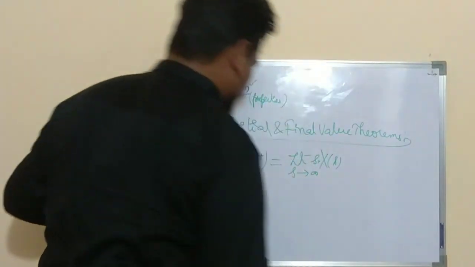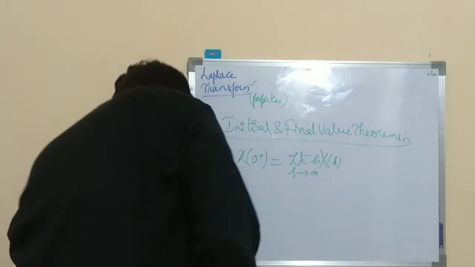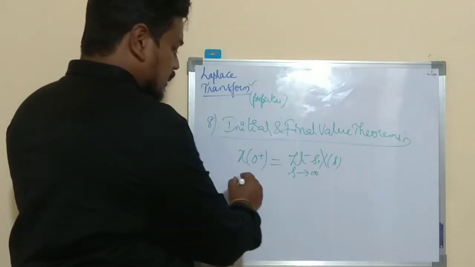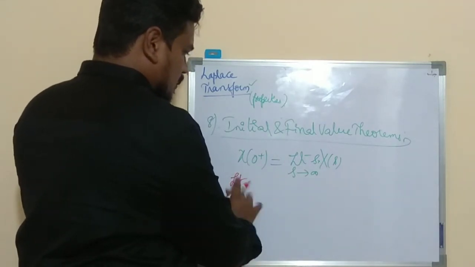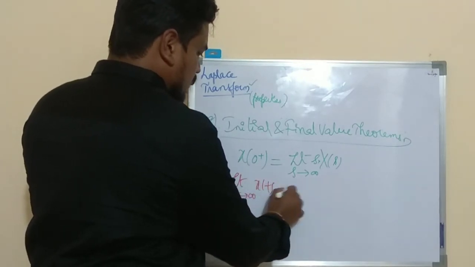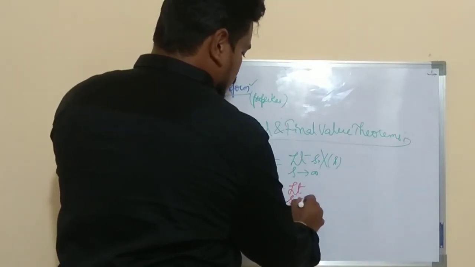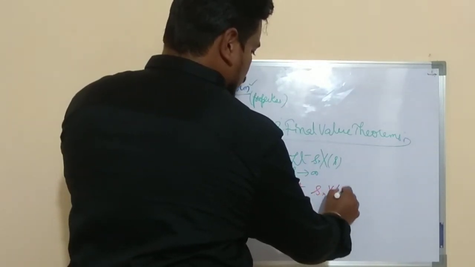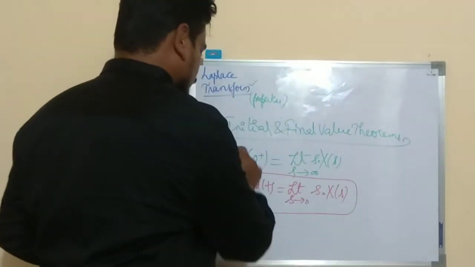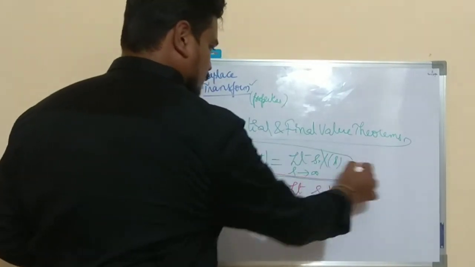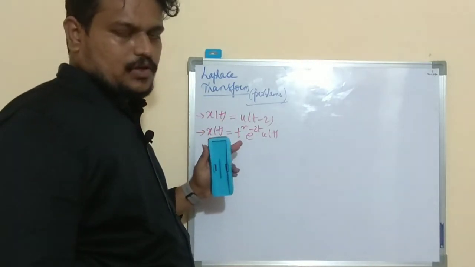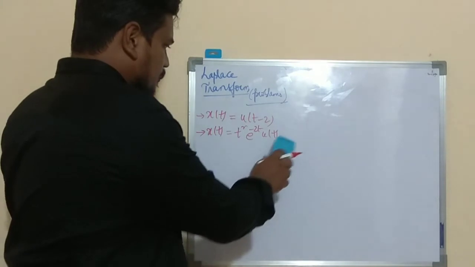Similarly, for the final value you have to write it as the limit as t tends to infinity of x of t is equal to the limit as s tends to 0 of s into X of s. So these two things you have to remember. We will be doing these two problems with the help of the properties. So let's take the first problem.